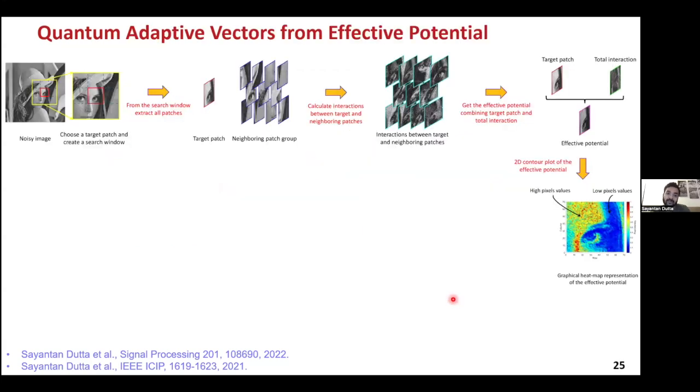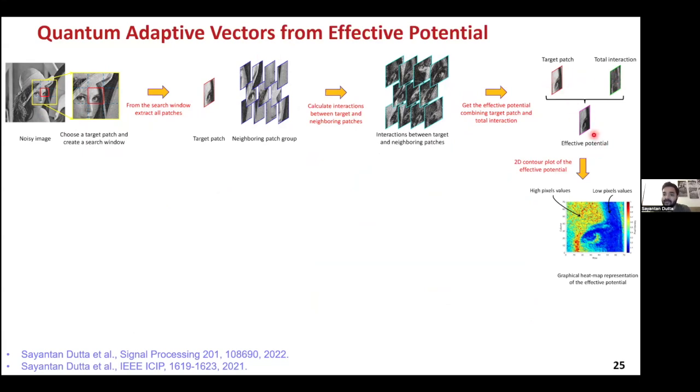Now, this is the diagram. This is how we calculate the interaction. First, let's say we want to denoise this target patch. Centering this target patch, we choose the search window, and then we extract all the patches from the search window, and here the patches can overlap. This is the target patch, and these are the neighboring patches. Then we calculate the interaction between them, and this is the interaction term. Then, combining all the interactions, we get the total interaction. And this is the initial potential.